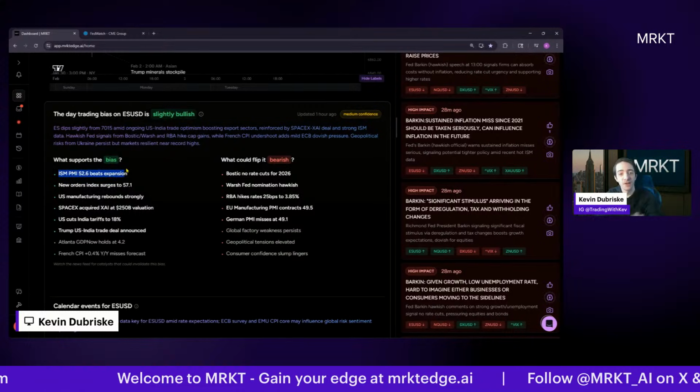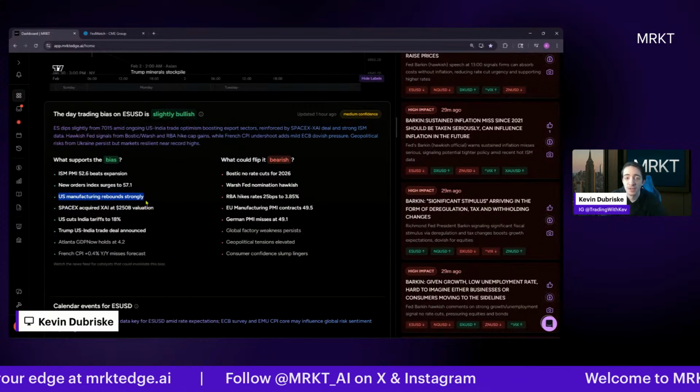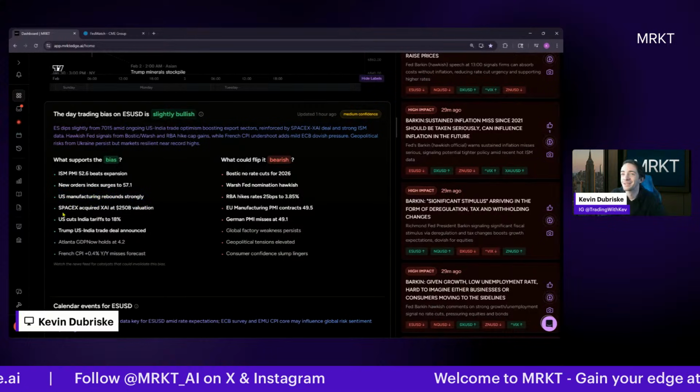ISM PMI manufacturing, like we mentioned, beat. New orders index surged extremely strong. U.S. manufacturing rebounds strong.